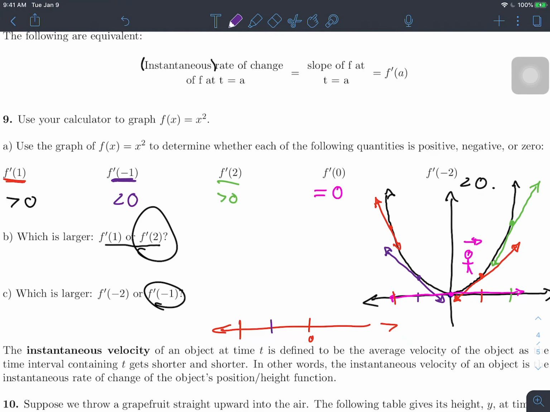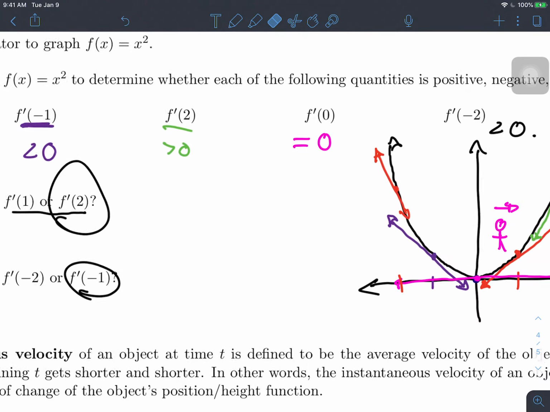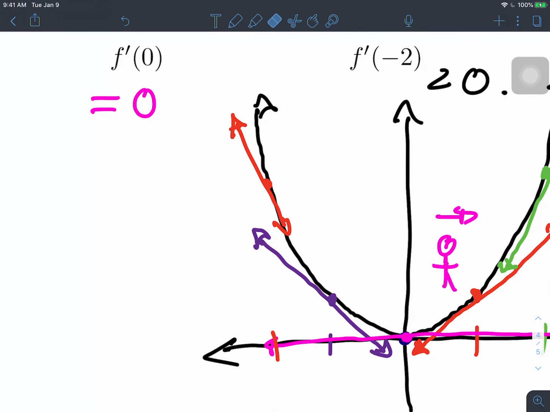Okay, so let me erase the line. When we say what is larger between f prime of -2 and f prime of -1, what I mean is, if I look at the slope of the red line as opposed to the slope of the purple line, which number, being the slope of these lines, is going to be larger? The slope of the red line might be something like -4, and the slope of the purple line might be something like -2.